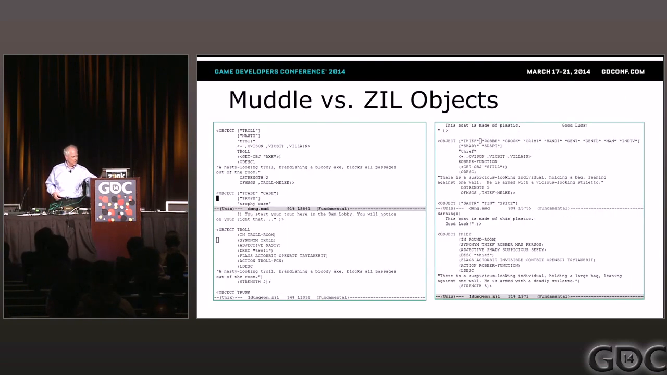And this is examples of muddle versus ZIL objects, because the original mainframe Zork was written in muddle, and that's the stuff on the top, and ZIL is on the bottom. The major thing you see that I just wanted to point out is that it's a little cleaner looking. That's about it. But it also looks a little like XML, or maybe, I don't know. It wasn't.